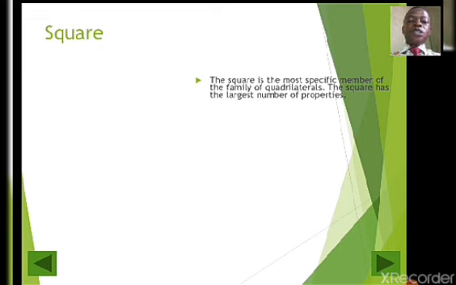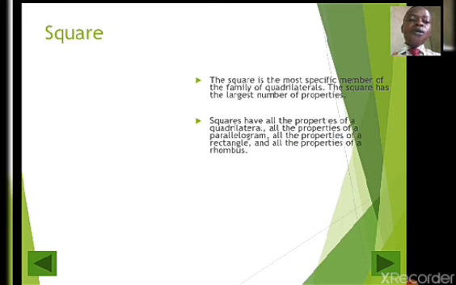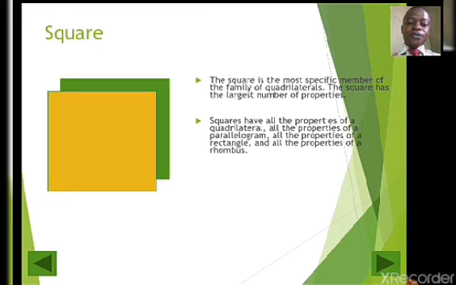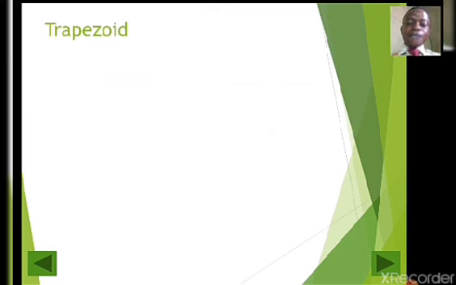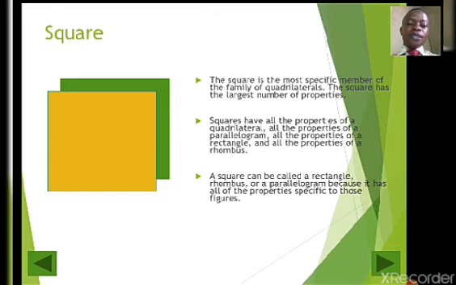The square is the most specific member of the family of quadrilaterals. The square has the largest number of properties. Squares have all the properties of a quadrilateral, all the properties of a parallelogram, all the properties of a rectangle, and all the properties of a rhombus. A square can be called a rectangle, rhombus, or a parallelogram because it has all of the properties specific to those figures. Then we move on to trapezoid.